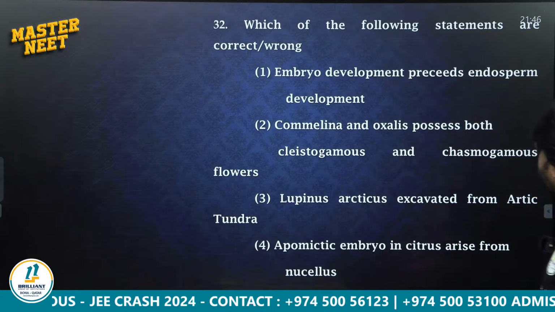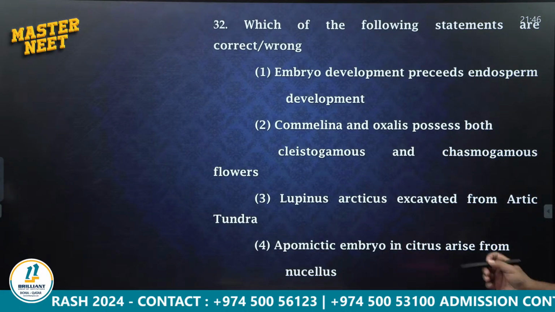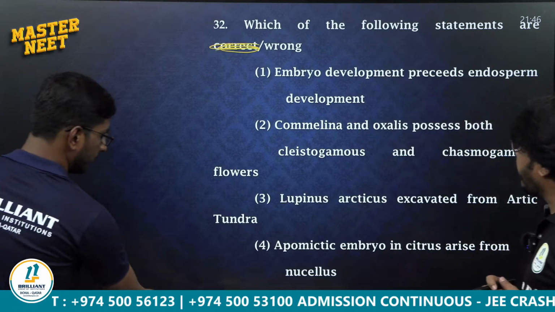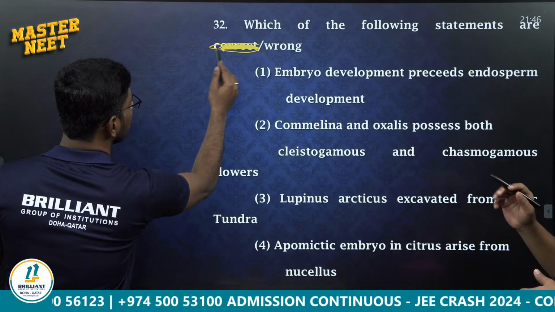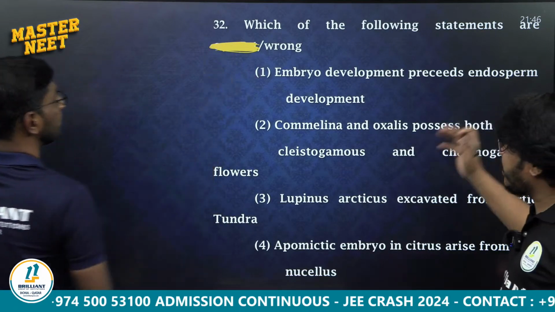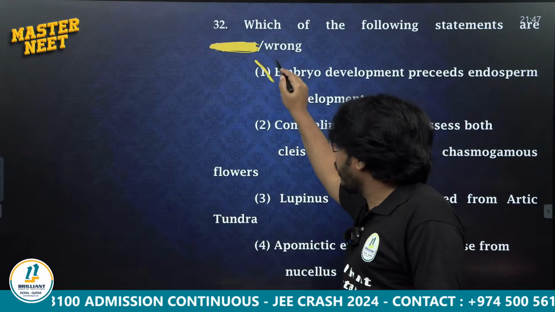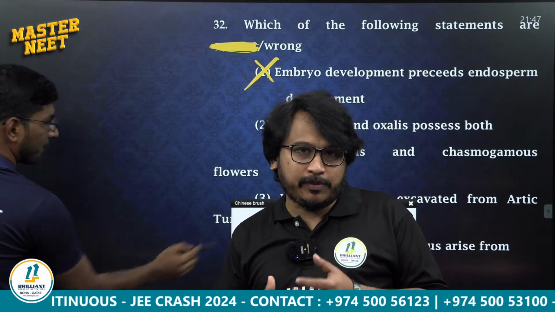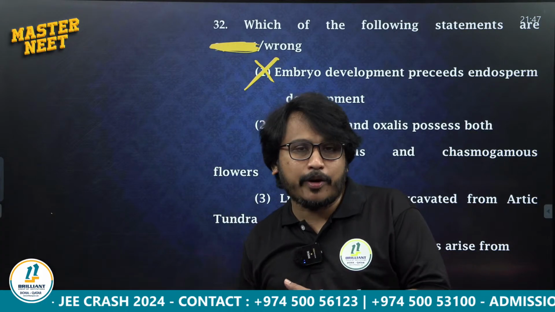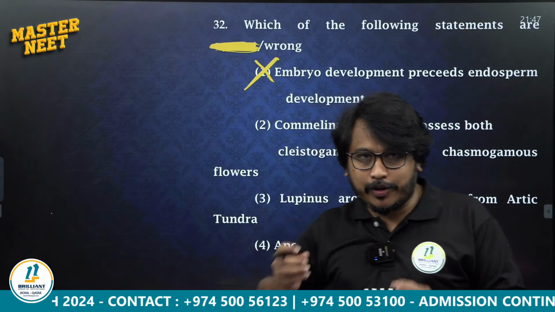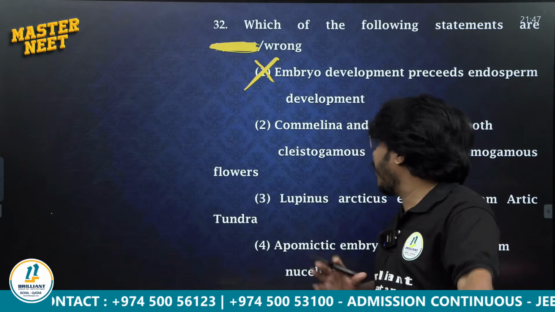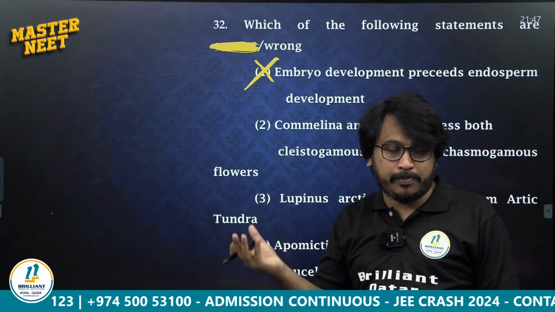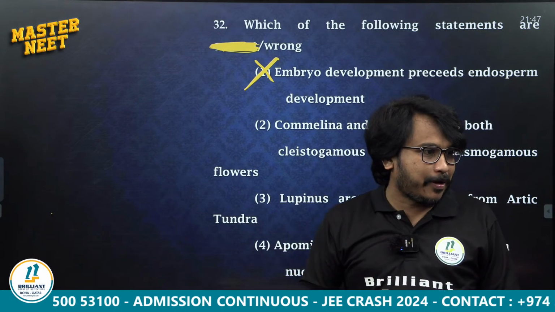Next one. Which of the following statements are correct? Sorry, the question is to select the wrong statement. So here, embryo development precedes endosperm development. The first statement itself is wrong. You already know that, because after endosperm formation only, the embryo development will take place. So that NCERT line, please check it again. It's not embryo development precedes endosperm development. It is endosperm development precedes embryo development.